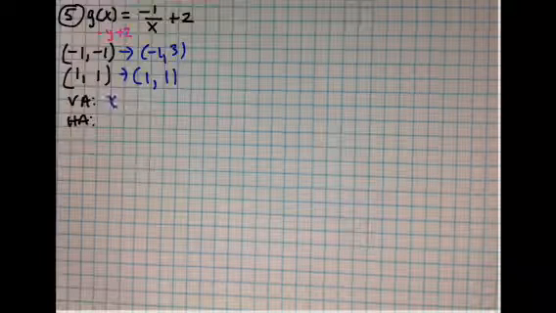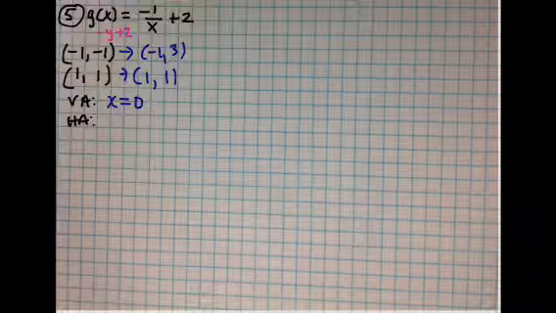So we transform those points. The x stays the same. The y, the opposite of y, which is 1 plus 2, gives you 3. The x stays the same. The opposite of 1 is negative 1 plus 2 is 1. The vertical asymptote, since h is 0, is x equals 0. The horizontal asymptote is your k value, y equals 2.